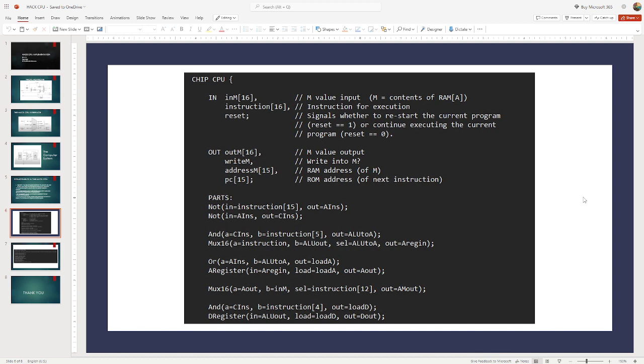Next is another Mux16, which takes in the output of the A register and the value that is currently selected in the data memory register M. This selects which one to output, either A or M, to be fed into the ALU depending on the 12-bit instruction value. The AND gate is employed to determine whether the ALU output is loaded to the D register. The D register is then implemented to load and store the value from the ALU.